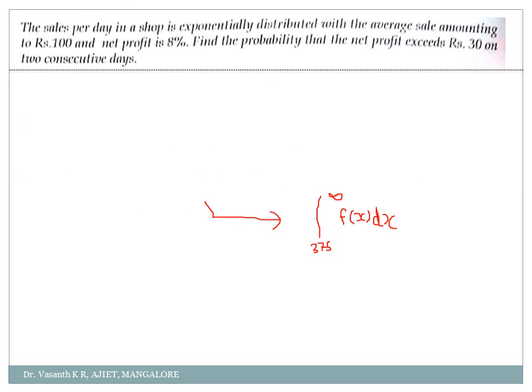So my next problem is a very important one, my dear students. Read the question carefully. The sale per day in a shop is exponentially distributed with an average amount of rupees 100. Means the average amount is rupees 100, and for that they are getting a net profit of 8%. So what they are asking is, find the probability that the net profit exceeds rupees 30 on 2 consecutive days.